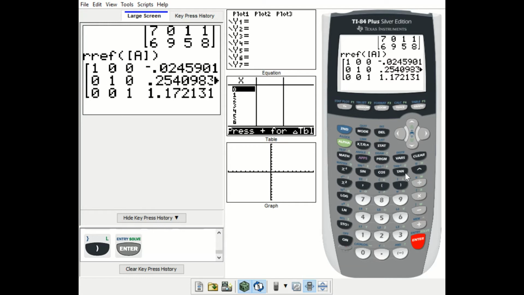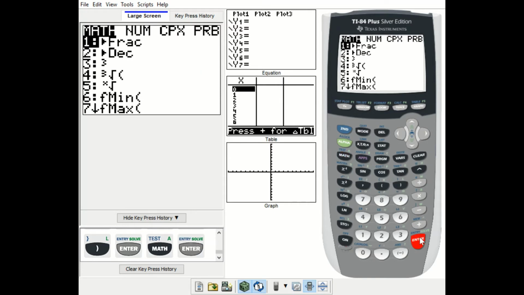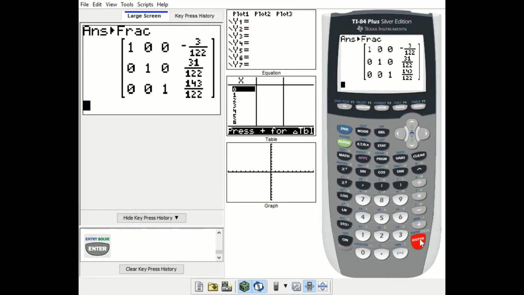So if this were an augmented matrix, I would have this unique solution here. And if you want to make these decimals fractions, hit math and frac right away and enter. And there you are. There's the fraction form, in rational form. All right. So that's how you reduce a matrix. Now, there are other things you can find in a matrix. So you can find the inverse of a matrix, the determinant, but those are square matrices we're going to work with.